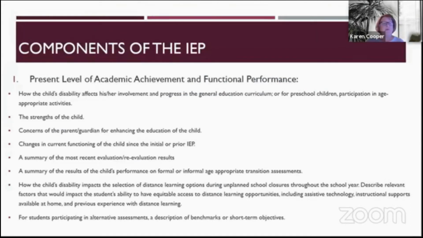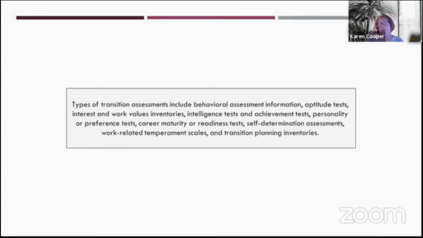Okay, so the next section is a summary of the results of the child's performance on formal or informal age-appropriate transition assessments. So this is only required when the child reaches the age of 16. So if the child's going to turn 16 within that IEP cycle, then we would need to have a summary of the transition assessments. And that is a whole separate topic that I don't go into in this presentation.